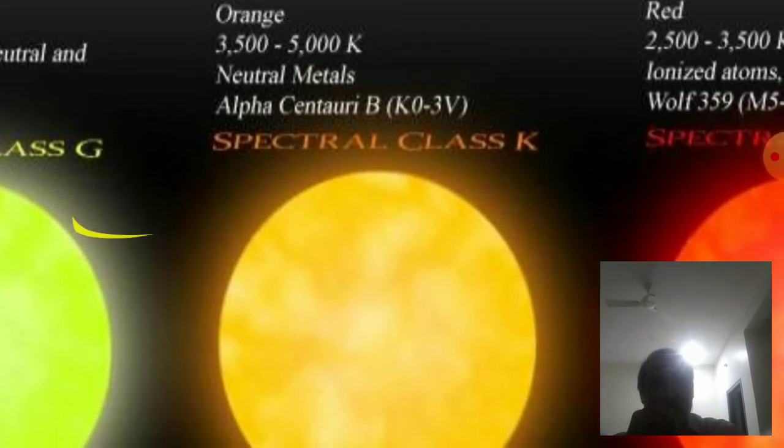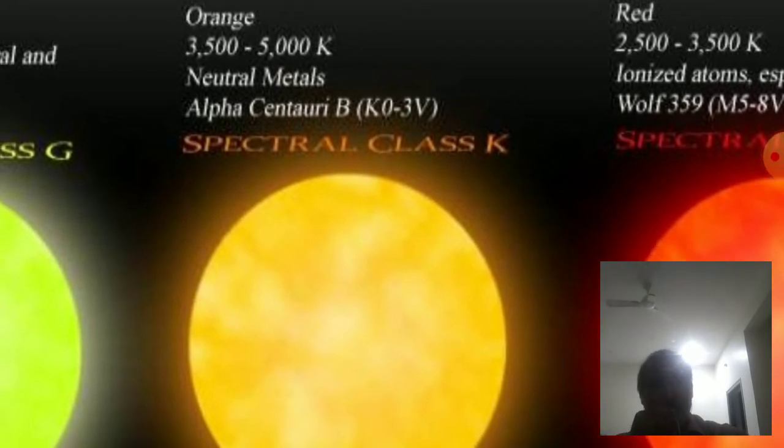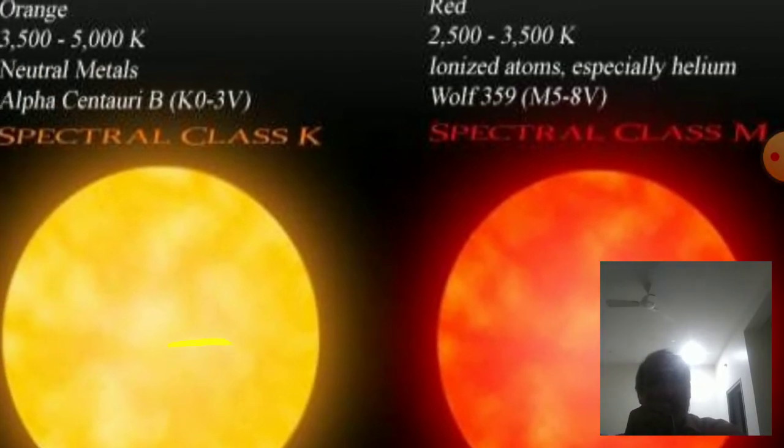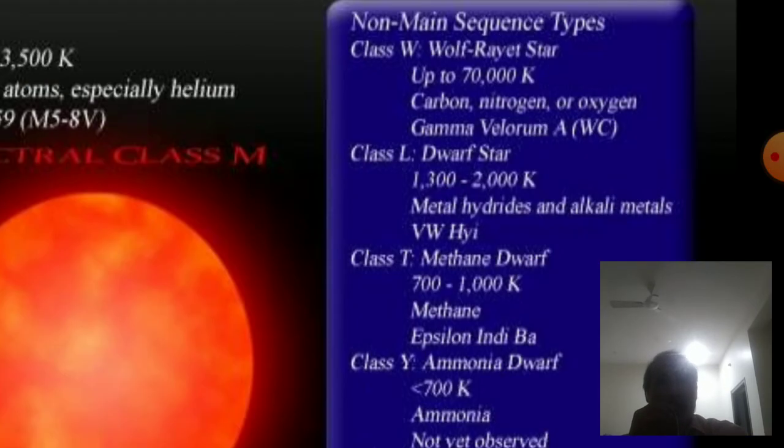Next, class K, which looks orange in color, composed of neutral metals, with a surface temperature of 3500 to 5000 Kelvin. Example, Alpha Centauri B, which belongs to class K. Next one belongs to the M type of star, which appears red, with a surface temperature of 2500 to 3500 Kelvin. Chemical composition is ionized atoms, especially helium. So these are the types of stars.